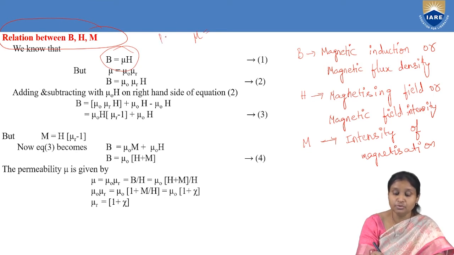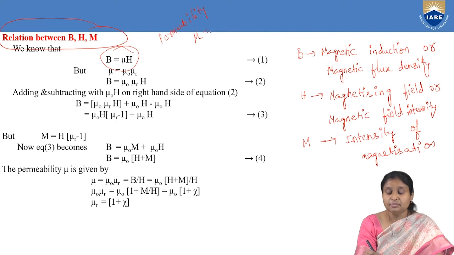So what is our mu? Mu represents the permeability of a medium or of a material. This permeability mu is taken as the ratio of magnetic induction to the magnetizing field H. So from this, B is taken as the product of permeability into magnetizing field H.